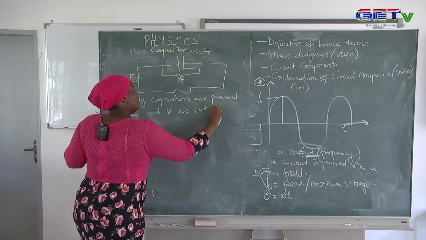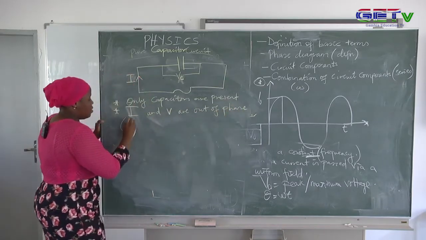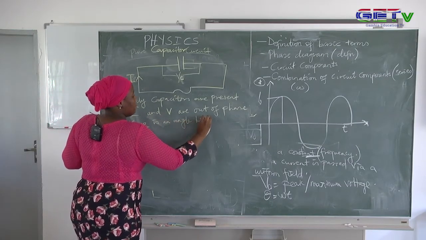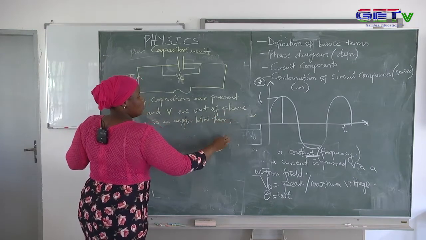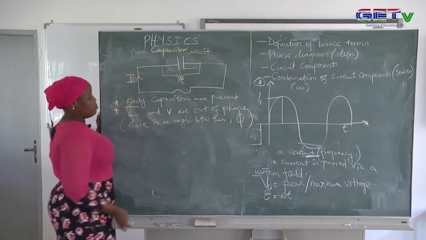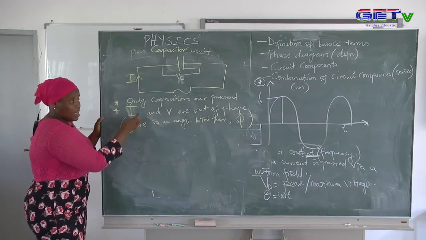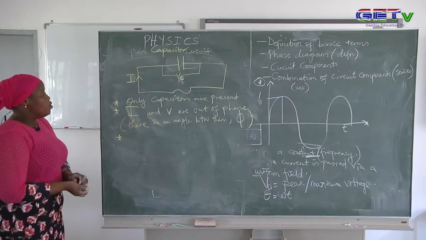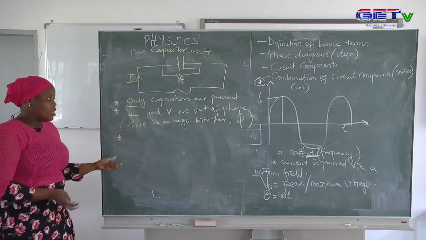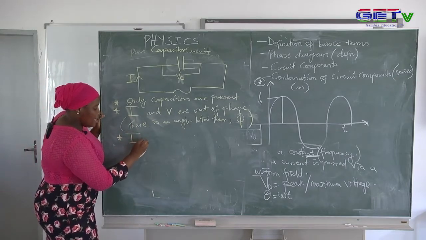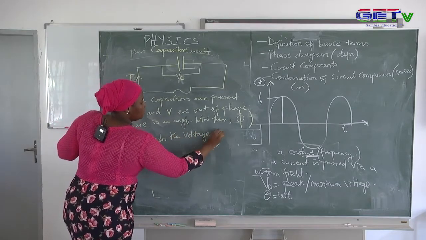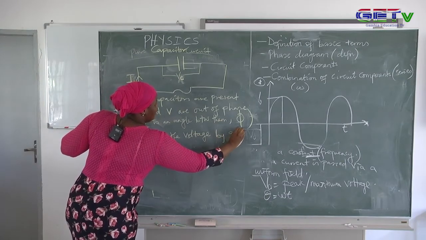I and V are out of phase, and this means there is an angle between the two. And this angle is what we call the phase angle, and it is denoted as phi. That's the symbol. Good. And since there is a phase angle, we should know that both current and voltage cannot be in line. One has to lead the other. And in this case, the current I leads the voltage by 90 degrees.